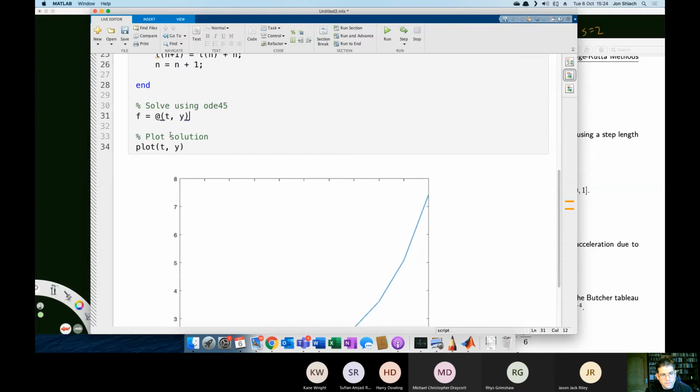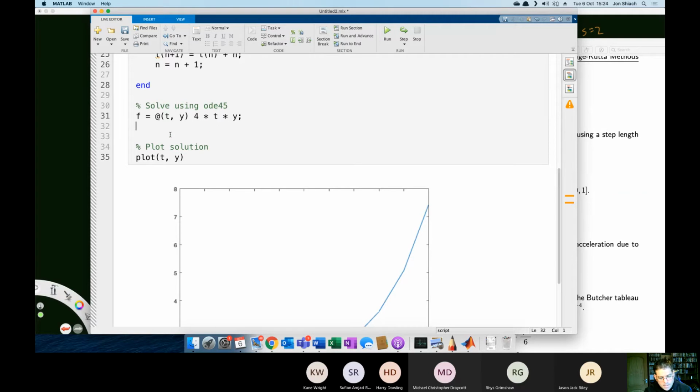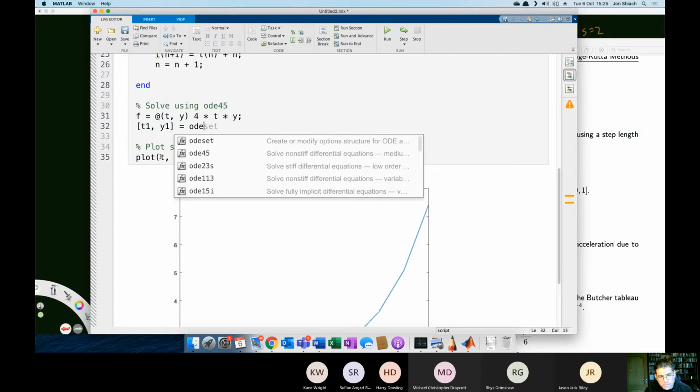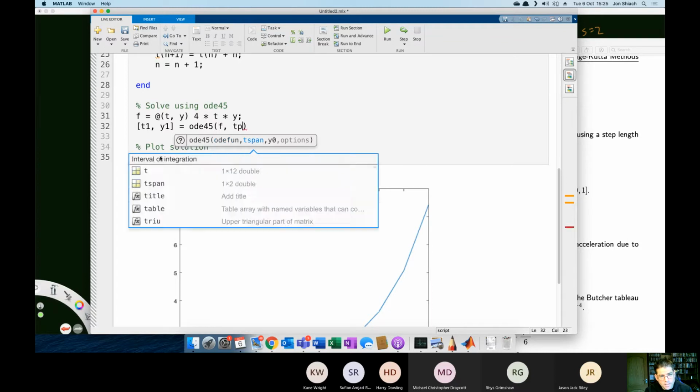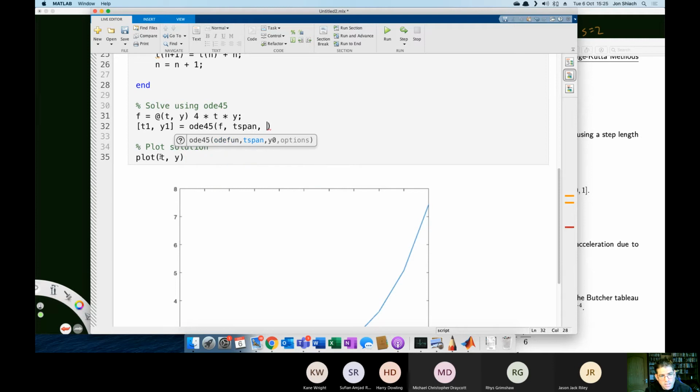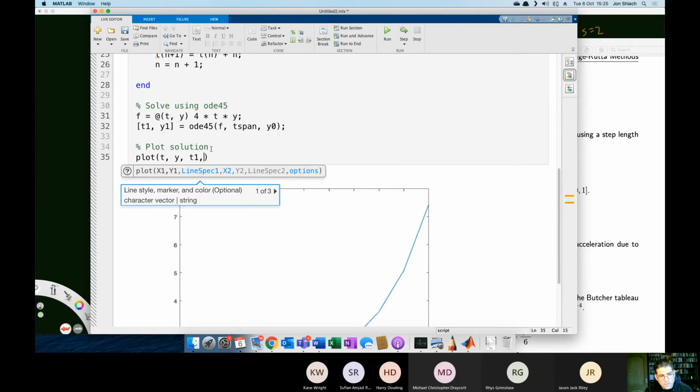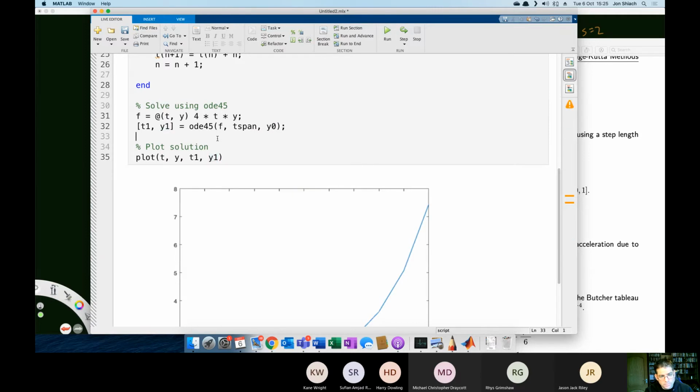Okay, so that's defining my ODE function. So what I'm going to do is call the ODE45 solution T1 and Y1, so it just has to be different from T and Y. So I'm using ODE45, the ODE function was F, the T-span is T-span, and Y0 is the same. And I can plot T1 against Y1 as well.